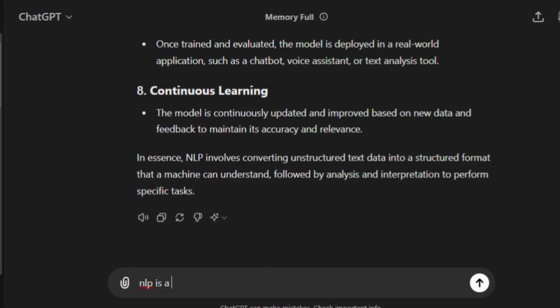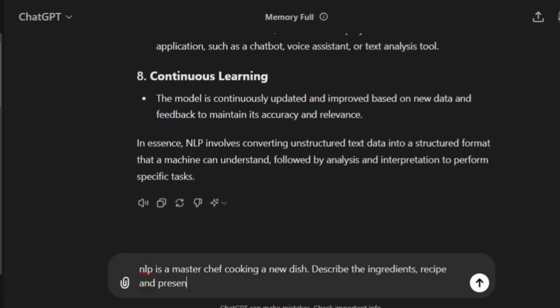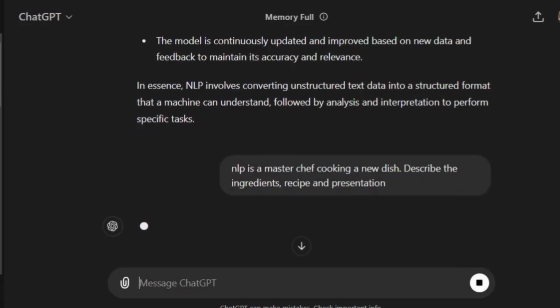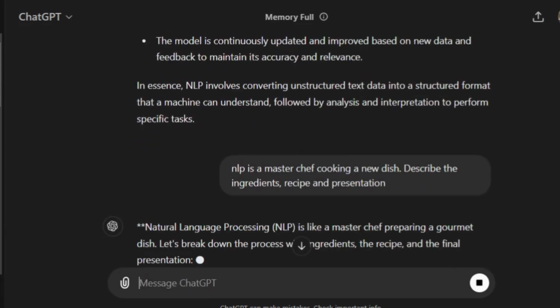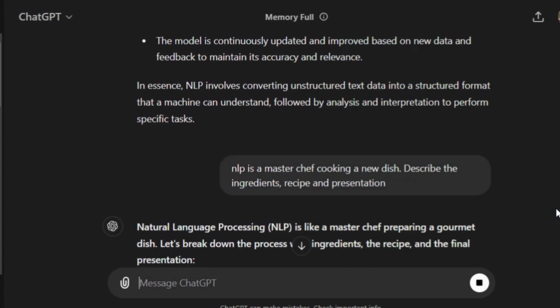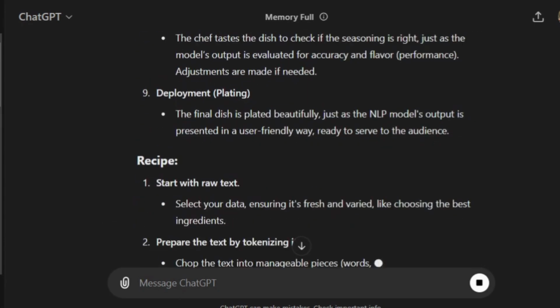But a metaphor based prompt is: natural language processing is a master chef cooking a new dish. Describe the ingredients, recipe, and presentation. By using a metaphor, we create a vivid and memorable picture in our minds. The AI model can now generate a more engaging and creative response.